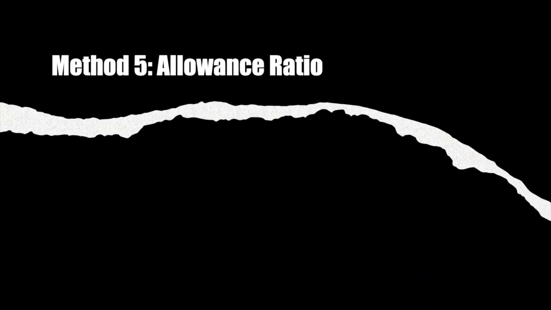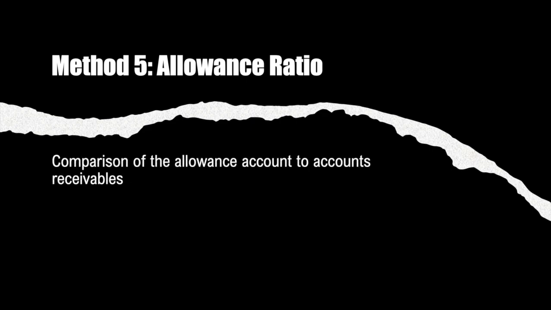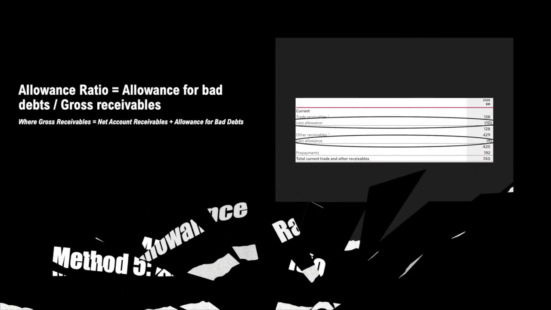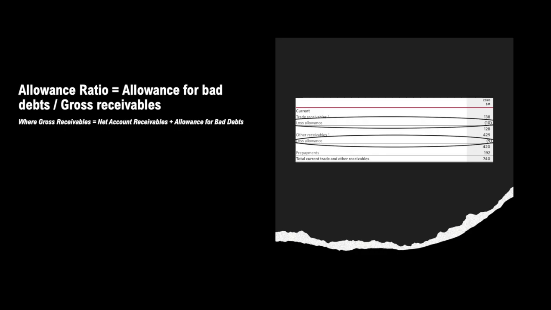Allowance ratio is the final method of analysis, and it's a comparison of the allowance account to accounts receivables, which measures the percentage of receivables that are expected to be uncollected in the future. A higher ratio would indicate that the company expects more receivables to be uncollectible. Therefore, a company will want this ratio to be as low as possible. For Woolworths Group's allowance for bad debts over receivables would equal 2.5%. Therefore, 2.5% of Woolworths Group's receivables are deemed uncollectible.